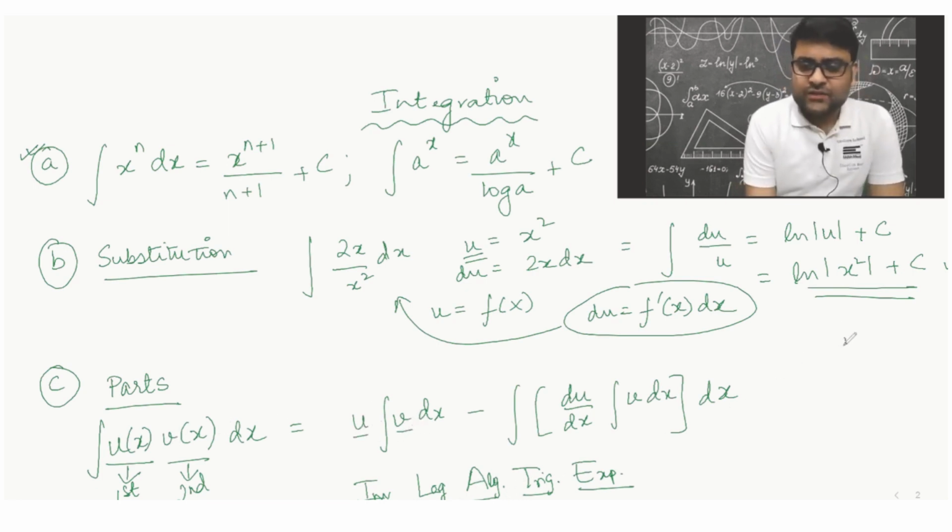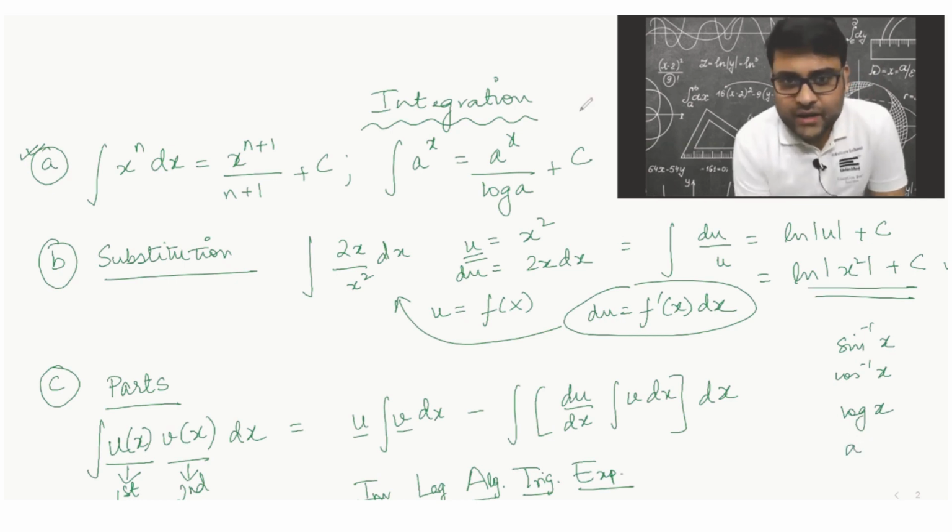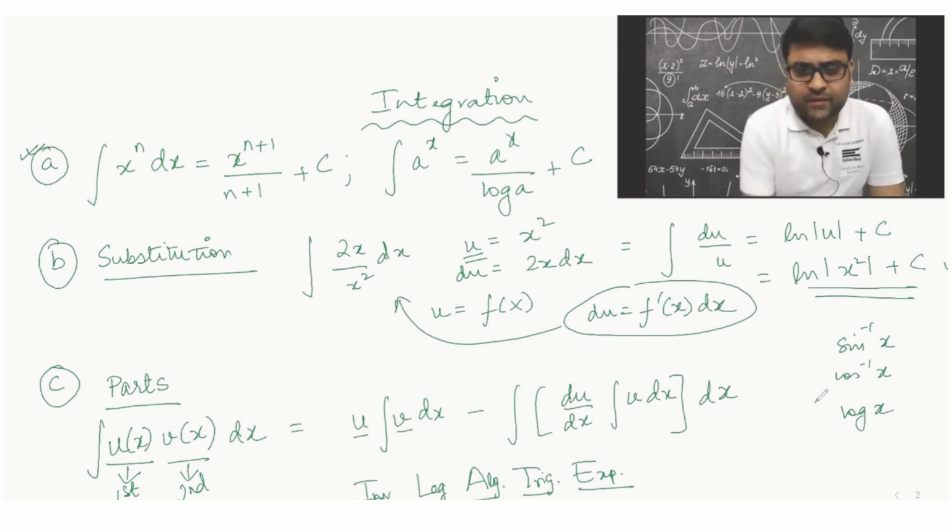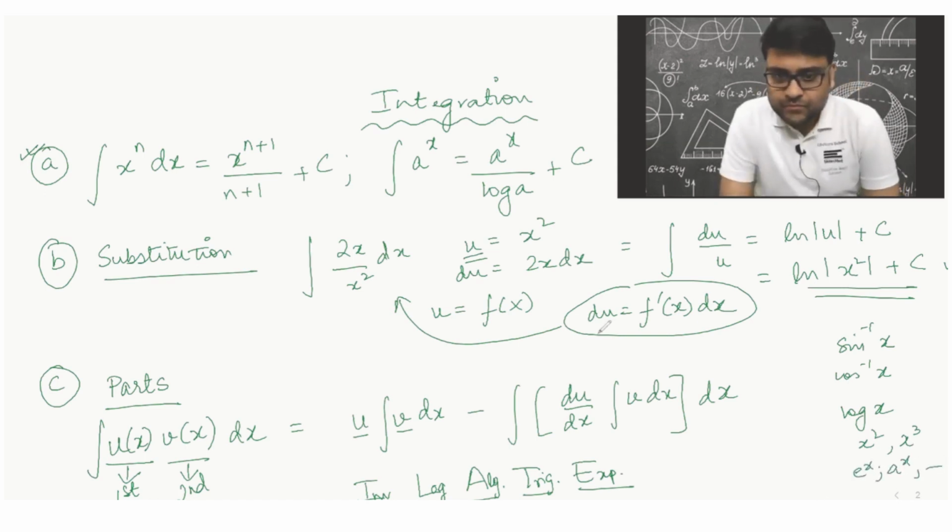What is inverse of a function? Sine inverse x, cos inverse x. These are all inverse functions. Logarithm is log x. Algebraic is any function of x, like, sorry, not a to the power x, any function of x like x square, x cube, right? These are all functions of x, which is the algebraic. Trigonometry will be sin x, cos x, tan x. Exponential will be e to the power x, a to the power x, and so on and so forth. Okay, so we consider integration by parts in this particular fashion.